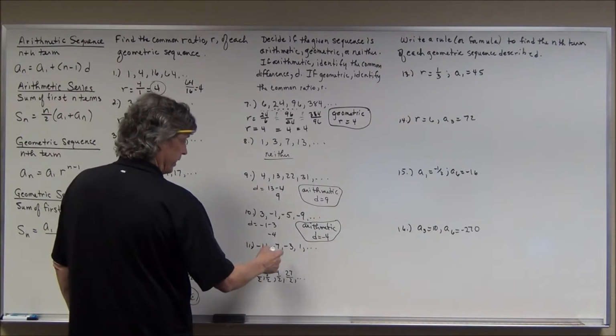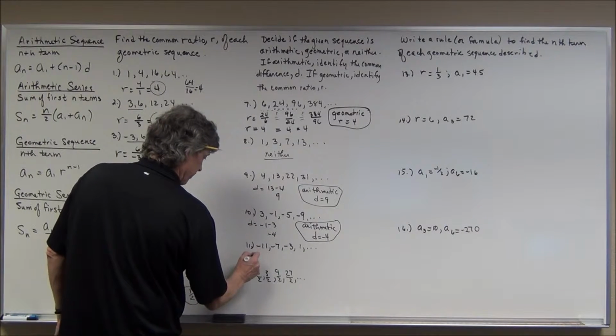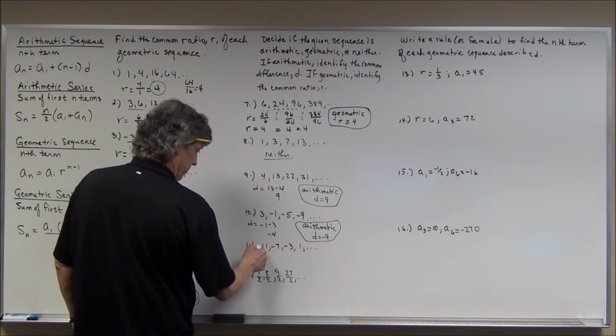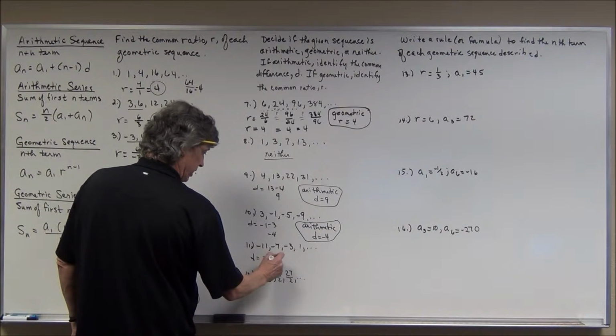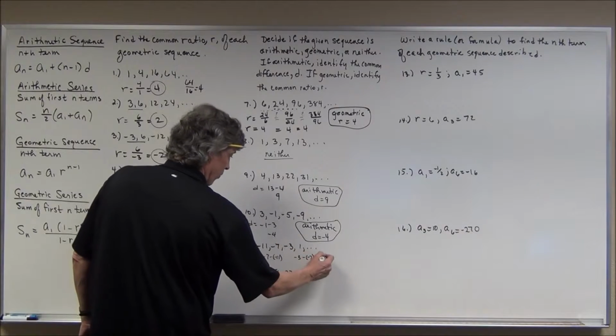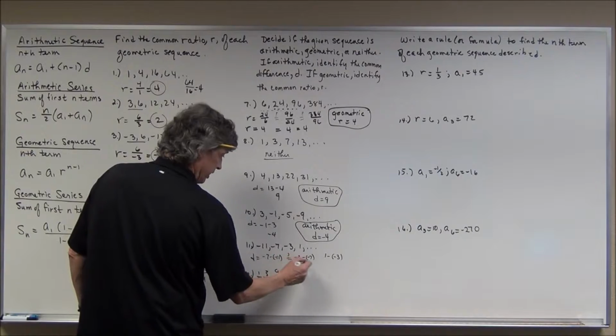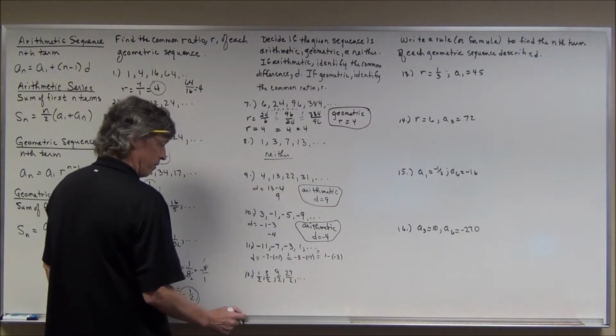Next one up. I'm going to check to see if it's arithmetic first. So if it's arithmetic, it should have a common difference. So second one minus the first one, negative 7 minus a negative 11, negative 3 minus a negative 7, negative 1 minus a negative 3. I think this one's going to work also. I'm going to check to see if these are equal. Those are question marks there.